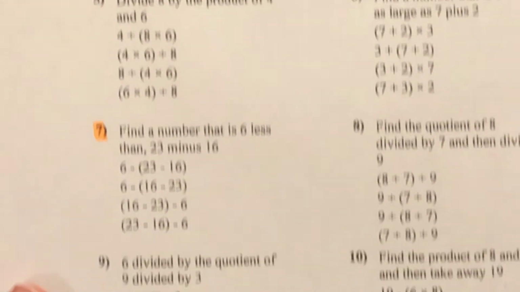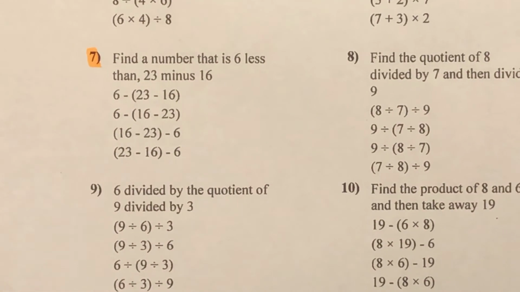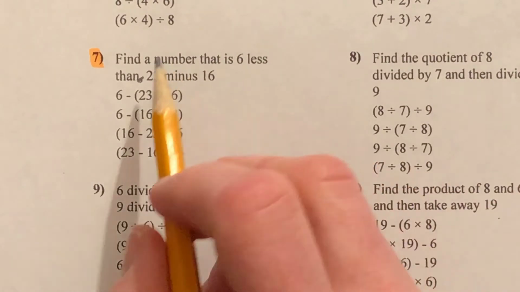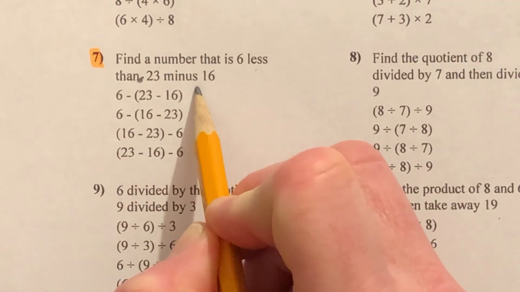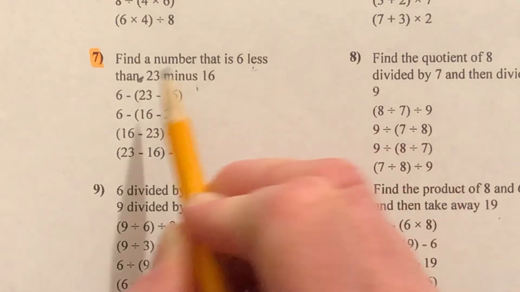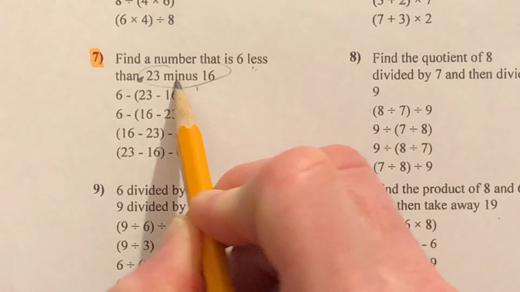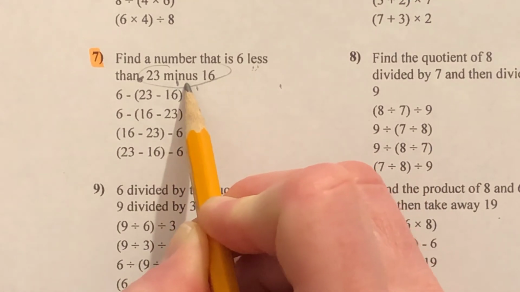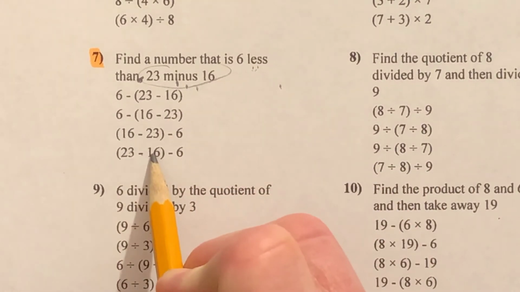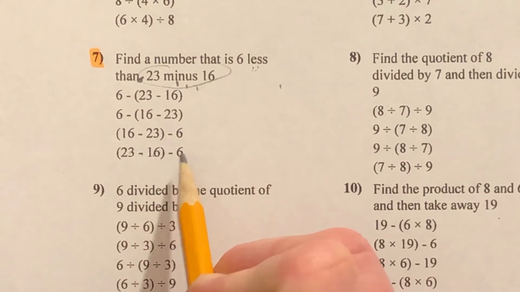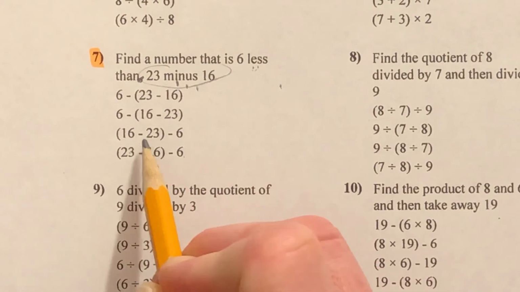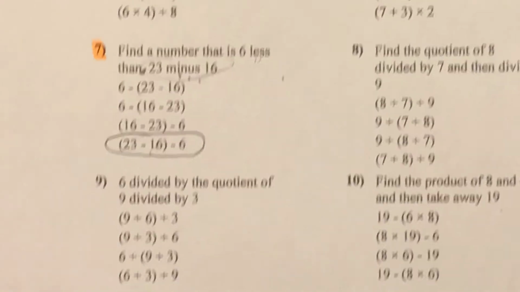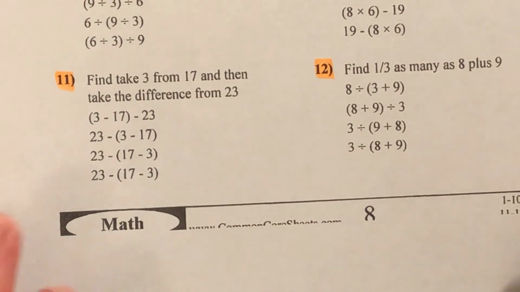Down to 7. Find a number that is 6 less than 23 minus 16. They do not need that comma. 6 less than that. So you're going to start with that and then take away 6 because it's 6 less than that. 23 minus 16. 6 less than 23 minus 16. That's there. We'll do 11 and 12 together. And there's more samples, and then you're on your own.